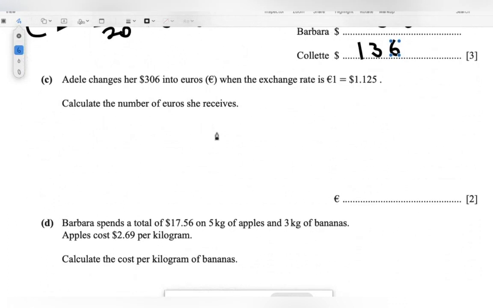Now let's see the C part of the question. Adele changes her $306 into euro when the exchange rate is 1 euro equal to $1.25. So we write the unit of duration. 1 euro.